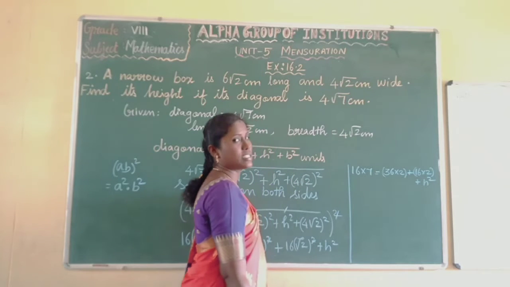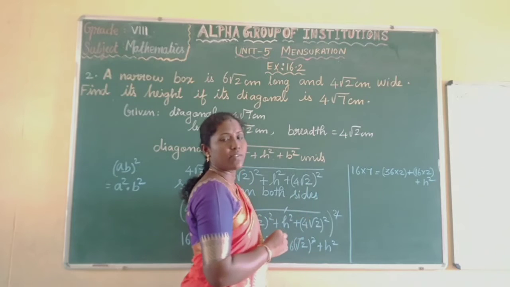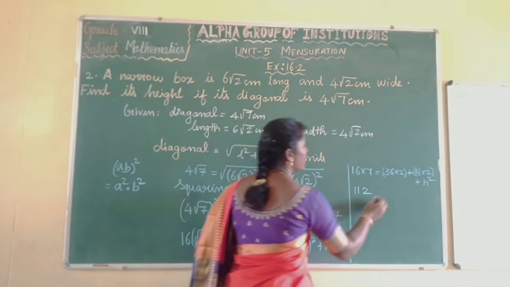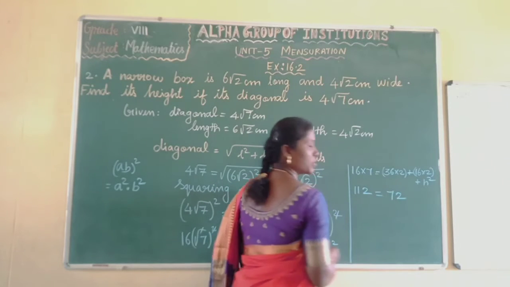We want to find the h square. Before that we have to multiply the numbers now. What is 16 into 7? 16 into 7 is 112. 112 is equal to 36 into 2. What is 36 into 2? 72.